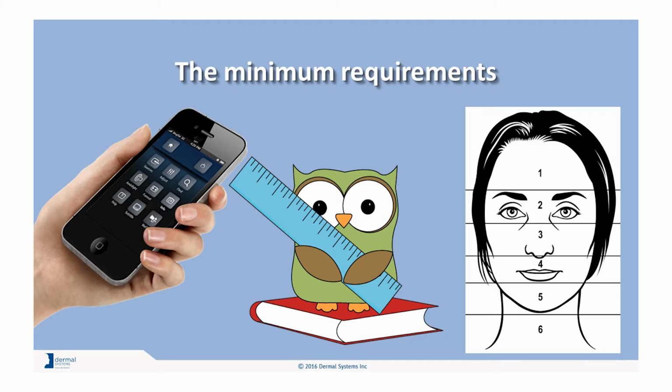A simple ruler is a fantastic tool to measure anomalies such as solar lentigines, and you can also document what you see on a simple piece of paper, and I still encourage the last point even with advanced technology available.